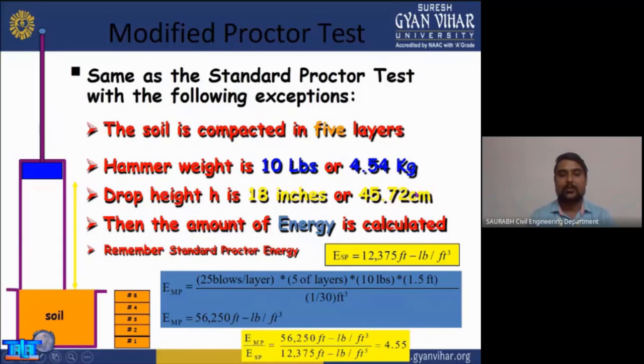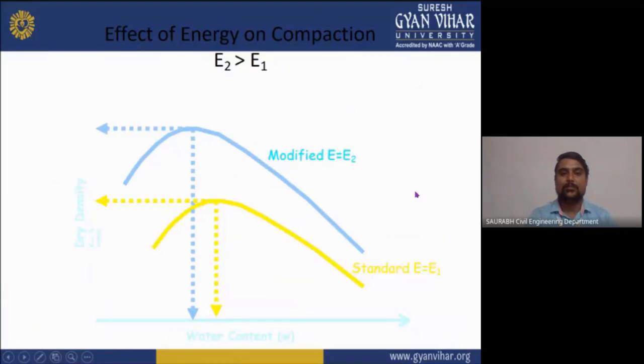The modified Proctor test is the same as the standard Proctor test with the following exceptions. The soil is compacted in 5 layers, the weight of the hammer is 10 lbs, and the drop height is 18 inches. That is the difference between the modified Proctor test and the standard Proctor test. And this is the graph of the modified Proctor test and the standard Proctor test. You can see here.